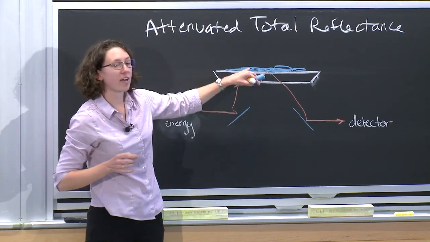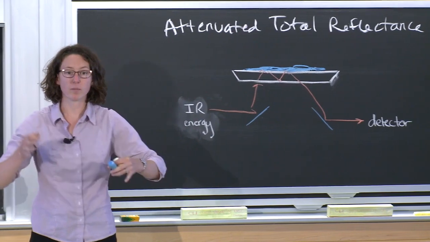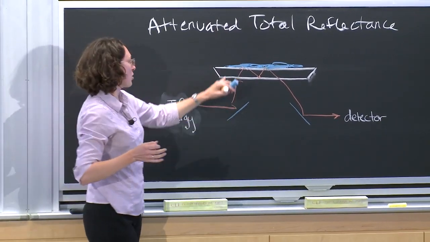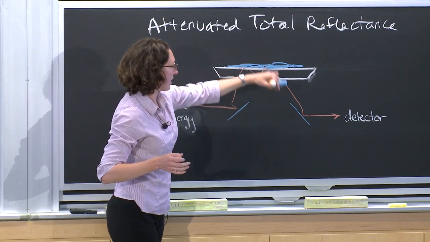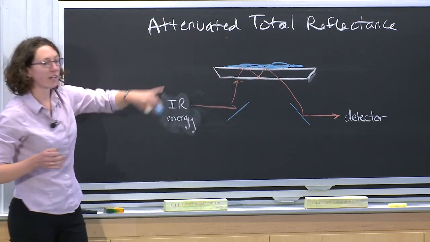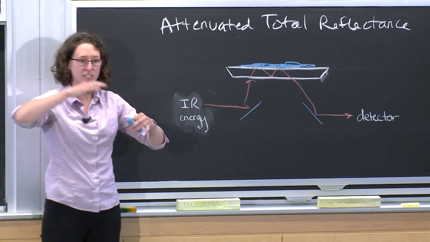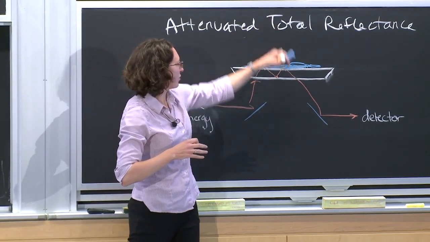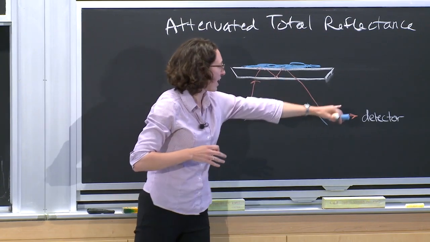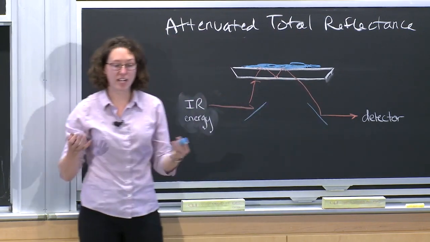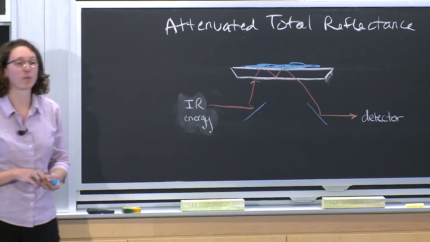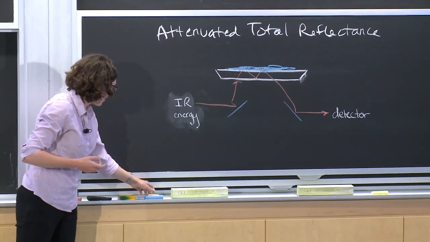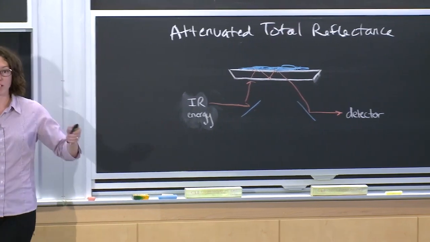And when the light interacts with your sample, like I said, it'll absorb some of the wavelengths of the IR light. So some of this will get absorbed, and that's the attenuation part, is that some wavelengths will be decreased in intensity because they will be absorbed by your compound. And then the reflectance part is the light gets reflected down through this crystal into the detector, and then the detector can determine which wavelengths of light were absorbed and how much. And that is IR in a very simplified fashion.